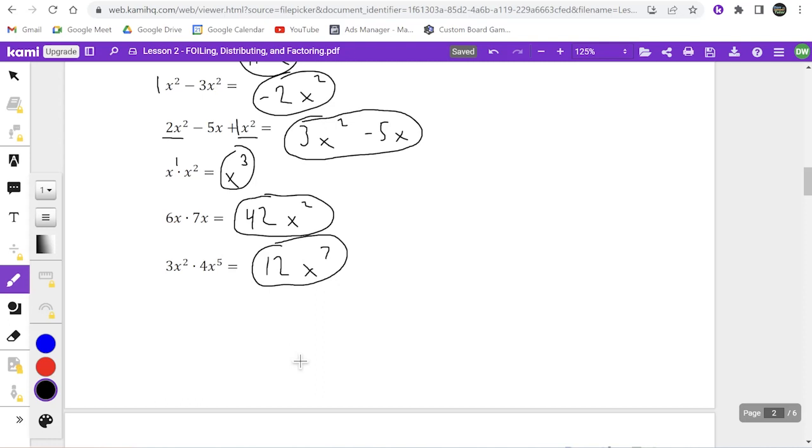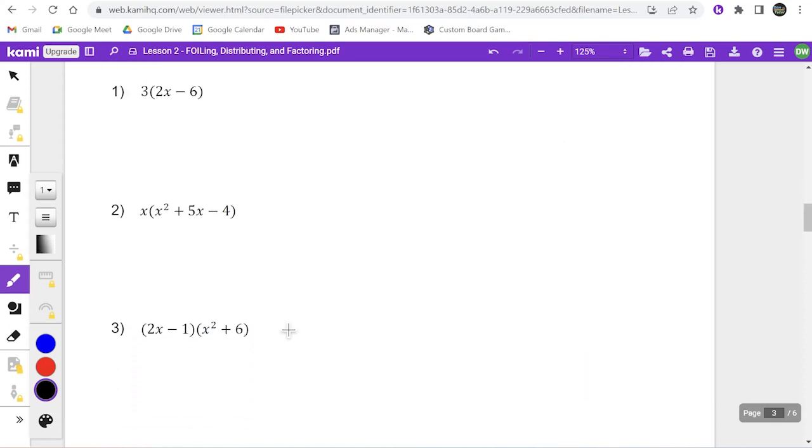And why is that wrong? Because that's the properties of exponents, which we'll be going more into later around week 6, I think. Any questions on any of those? Okay, good. Now let's do some more examples of distributing.